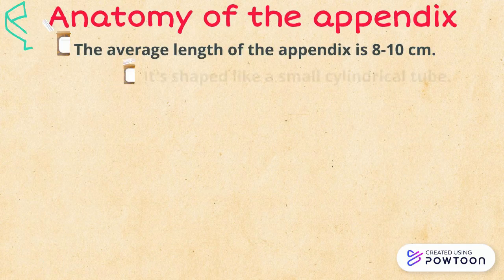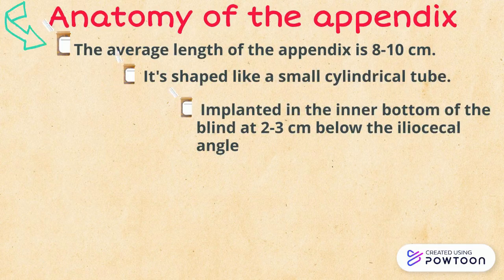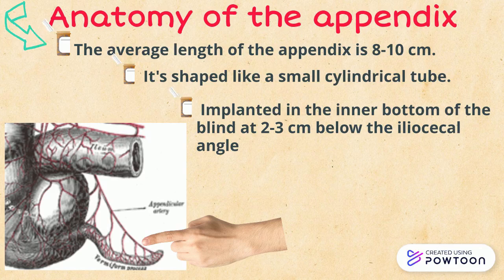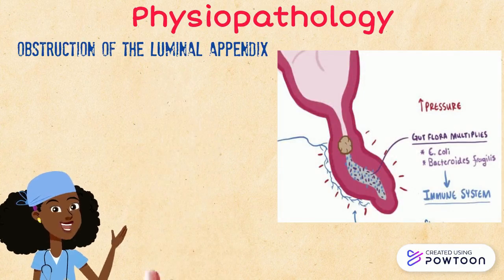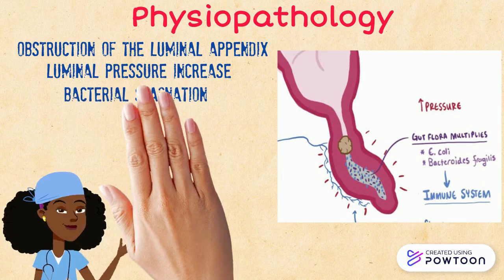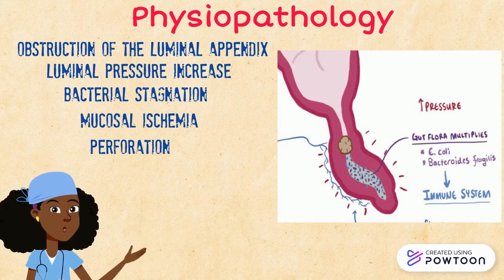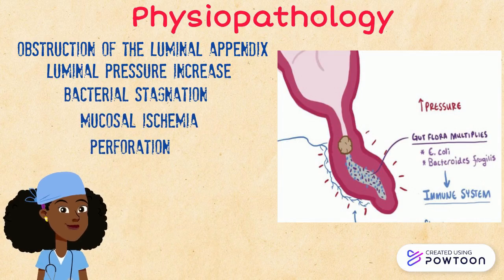Anatomy of the appendix. The average length of the appendix is 8 to 10 centimeters. It's shaped like a small cylindrical tube, implanted in the inner bottom of the cecum, 2 to 3 centimeters below the ileum. It begins with the obstruction of the appendicular lumen, then there is an increase in intraluminal pressure, ischemia of the appendicular mucosa, bacterial infection and finally perforation of the appendix.